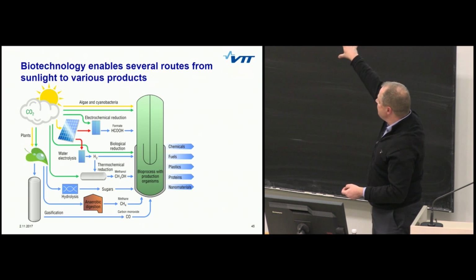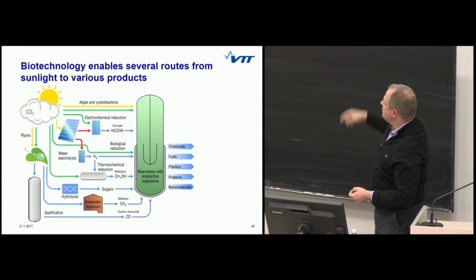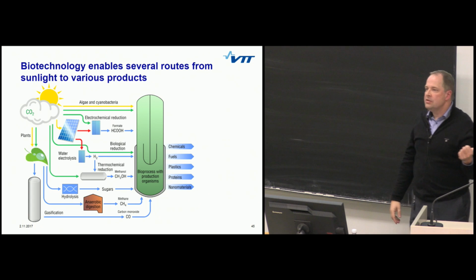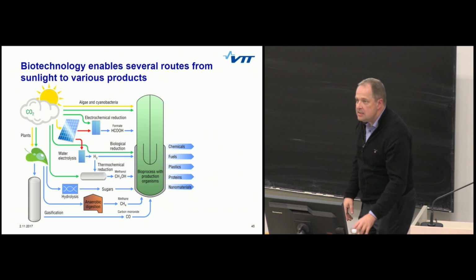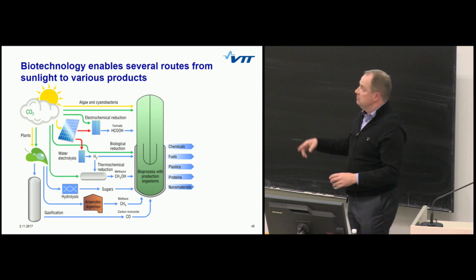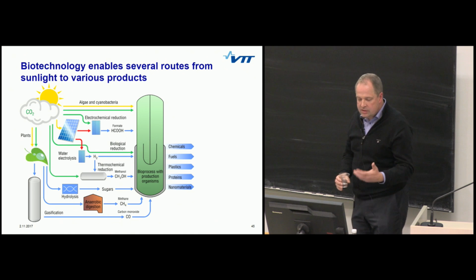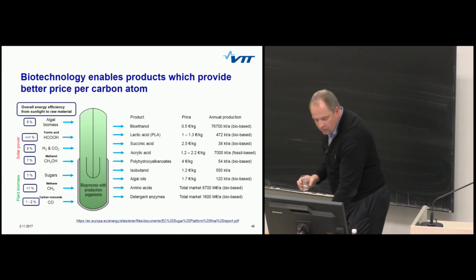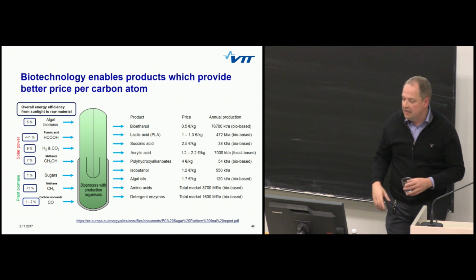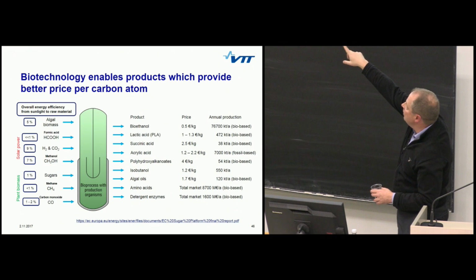But basically, some of the routes that you can take from sunlight into products are via plants, through photosynthesis, or alternative routes. This is just to show you some of the routes that we are currently studying. You can see quite big differences in the energy efficiency from sunlight to raw material, depending on how you do it.